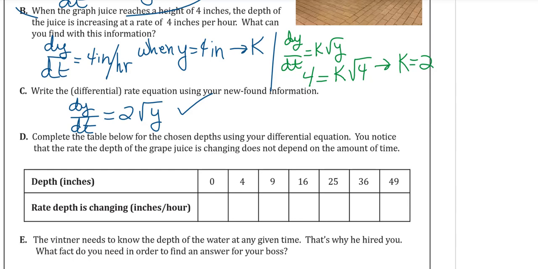Okay, it really doesn't, because it's not in our differential equation. It depends on the square root of the depth. So when y is 0, the rate is 0. When y is 4, we're going to have the square root of 4, so this would be 4. If you notice, these are all perfect squares, so our differential equation is easy to figure out without a calculator. Then we're going to go 6, 8, 10, 12, and 14, just taking the square root of each of those numbers and multiplying by 2.